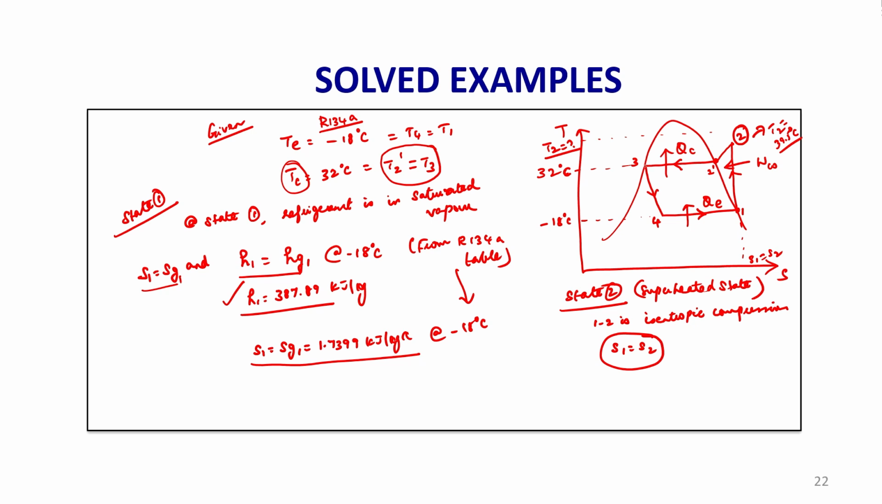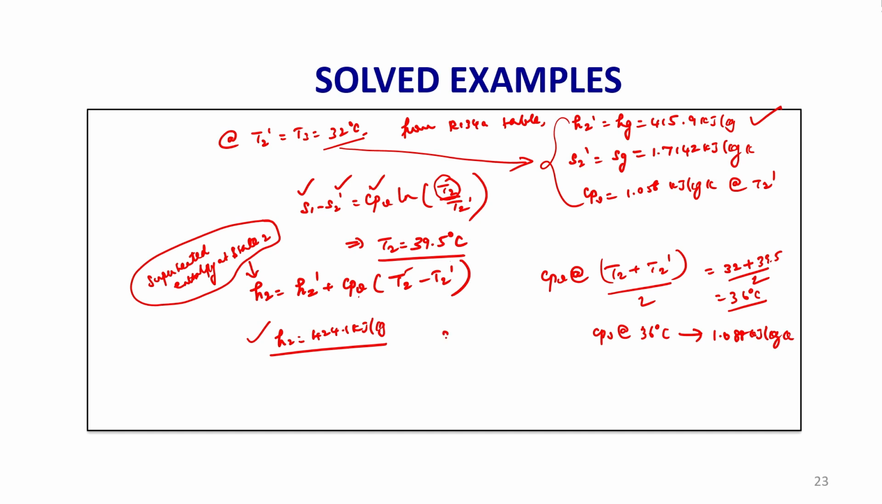Now, to find the enthalpy at 3, state 3 is lying in the saturated liquid region. So, state 3, let me quickly write, saturated liquid. So, H3 is equal to, what is the temperature at 3? Temperature at 3 is 32. H3 is equal to the liquid enthalpy at T3 equal to 32.